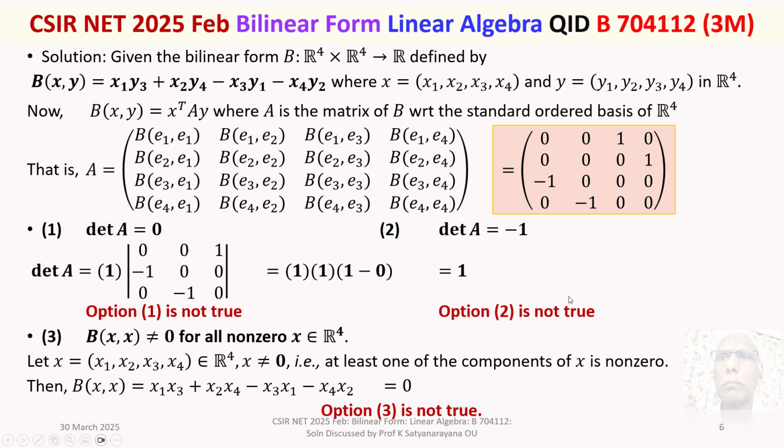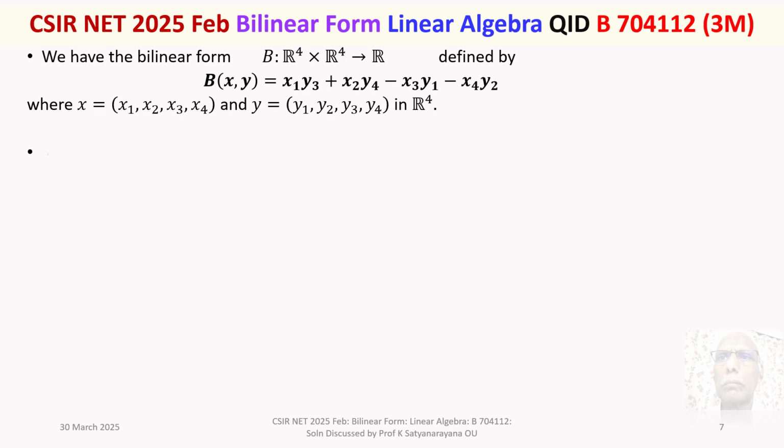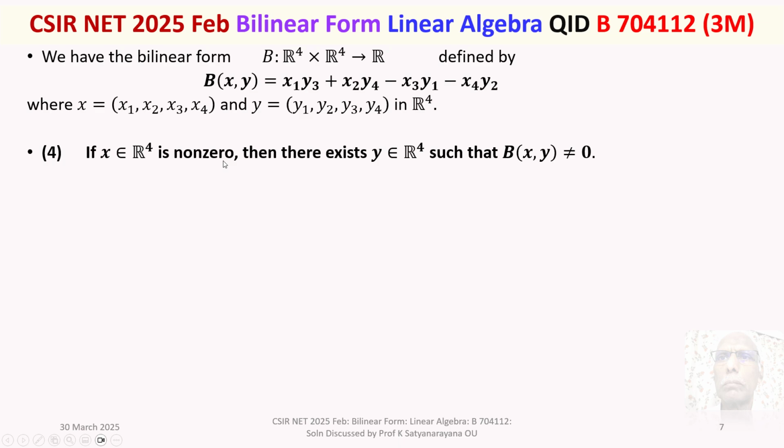All the 3 options are found to be not true. So obviously this is a part B question. Therefore, option 4 must be true. Yes, we will show you how the option 4 is true. Option 4: if x belongs to R to the power of 4 is a non-zero vector, then there exists a vector y belongs to R to the power of 4 such that b of x comma y is not equal to 0.